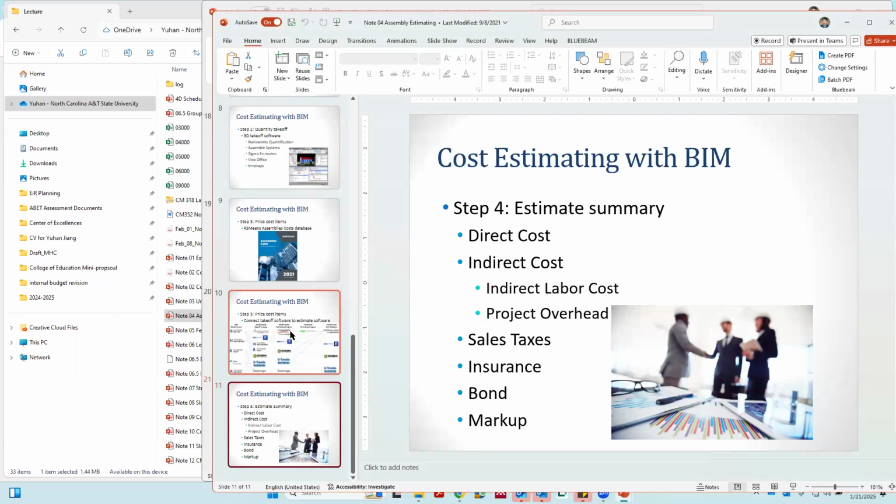So that is what we reviewed today, unit price or detailed estimates. And we see the difference between the unit price and the assembly estimates, right? You guys have this as one question in your quiz.